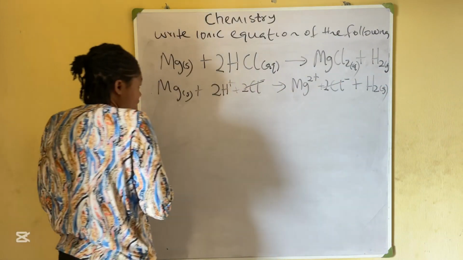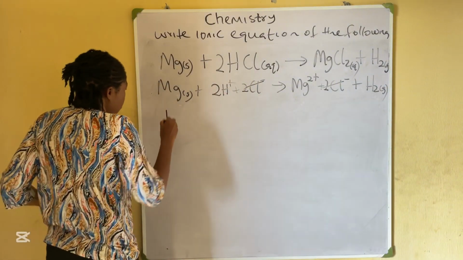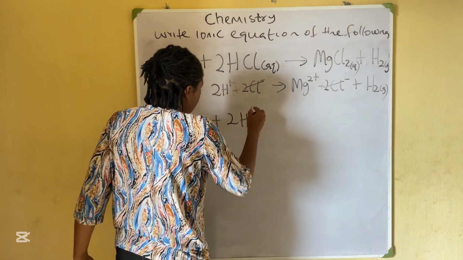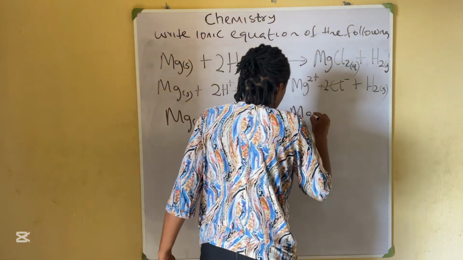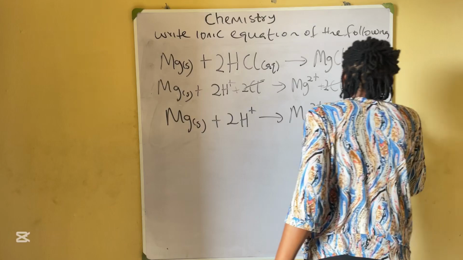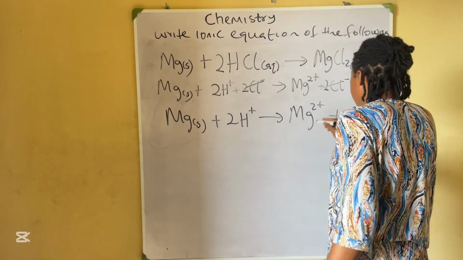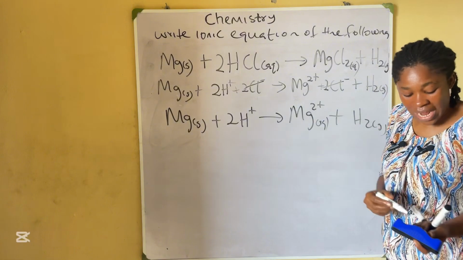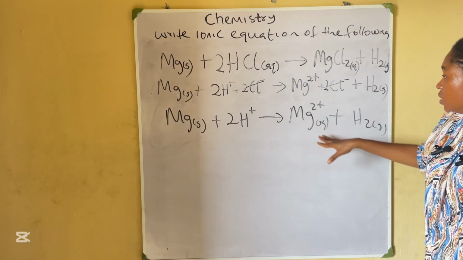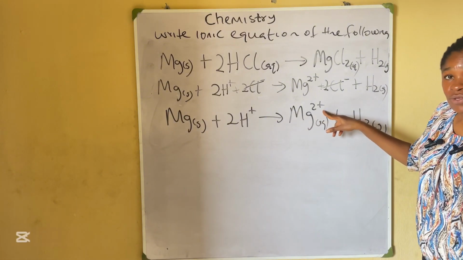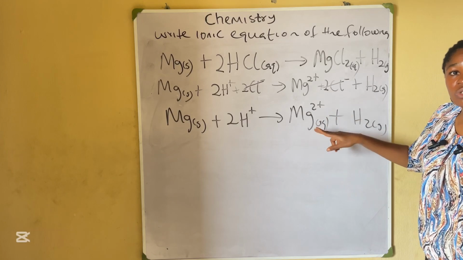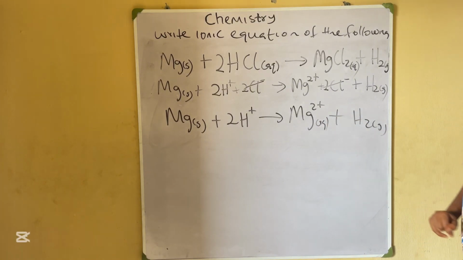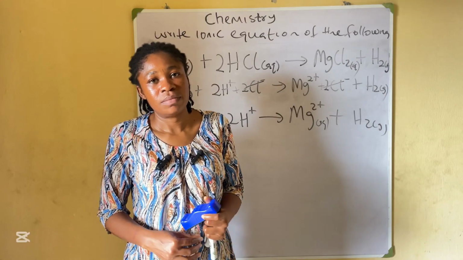So I'll write out the remaining ones. When I see this equation, what I will say is: magnesium reacts with acid. This hydrogen ion shows that it comes from an acid to give magnesium ion. This magnesium ion shows this is a soluble salt of magnesium, plus hydrogen gas. That is the end of today's lesson.